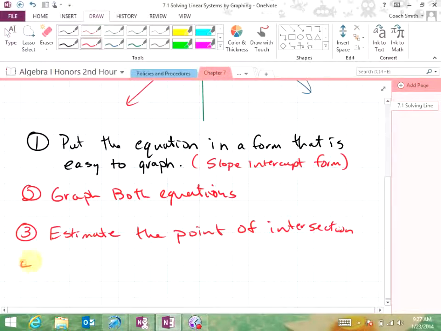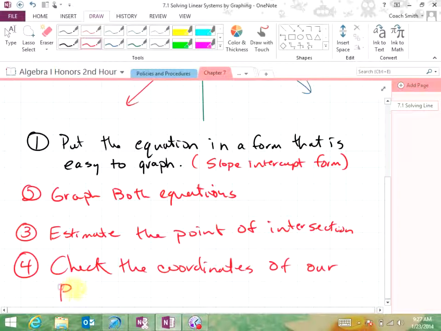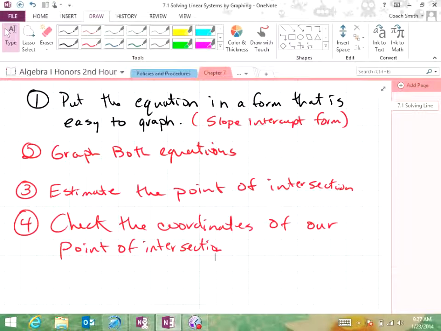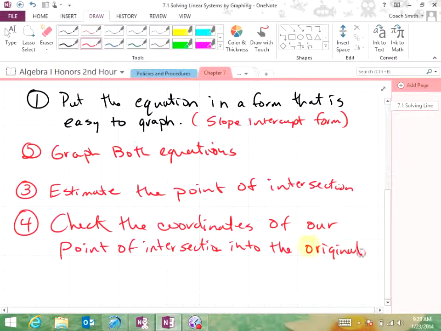Now, the fourth and final step is to check the coordinates of our point of intersection by plugging them into the original two equations.